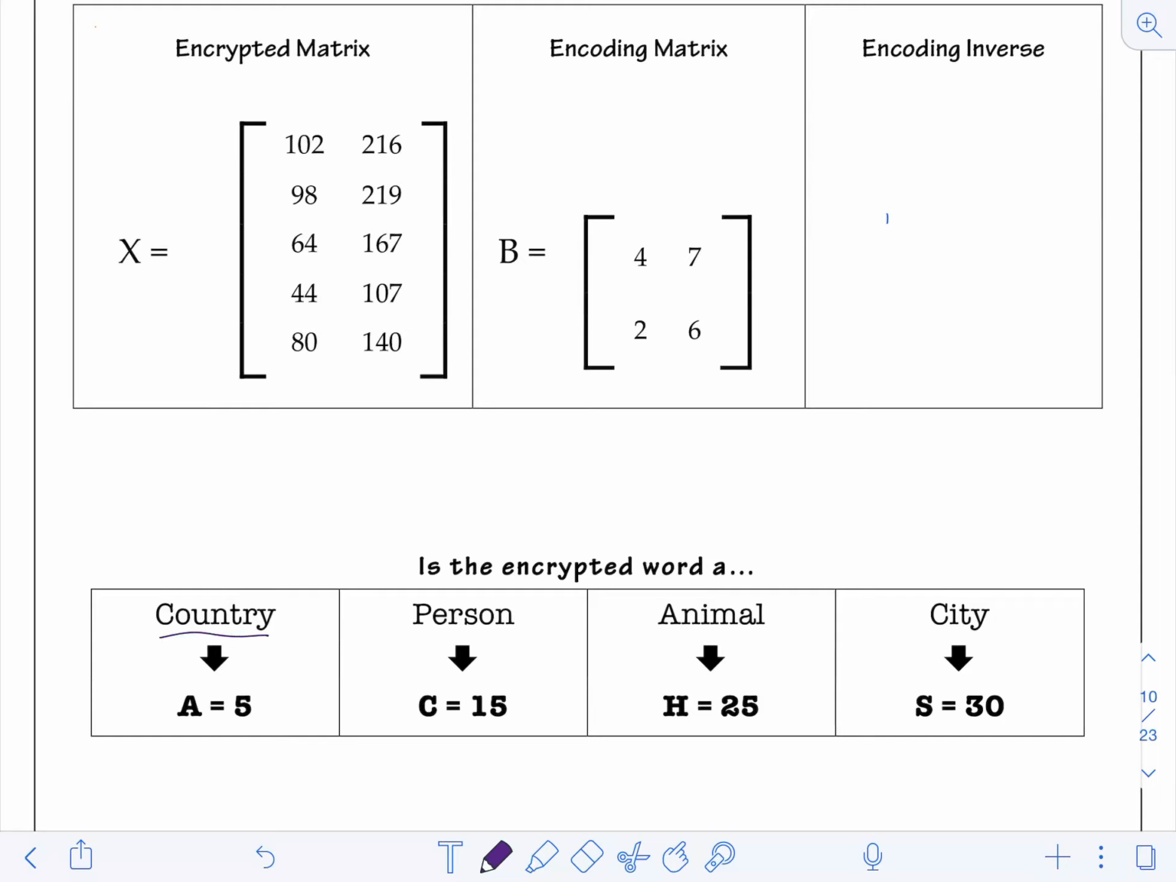Is it the word country? Is it the word person? Or rather, is it a country, a person, an animal, or a city? That's what you want to find out.